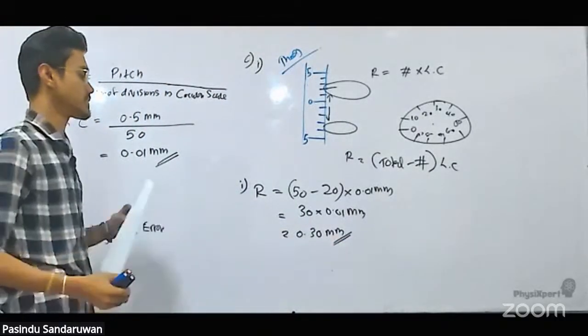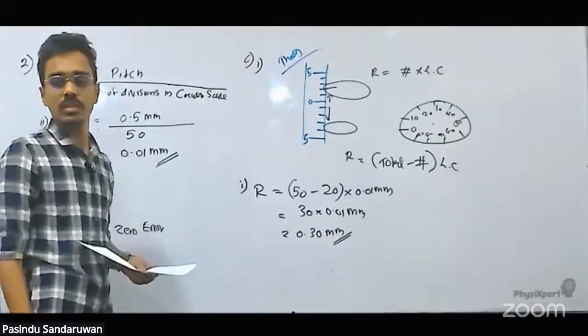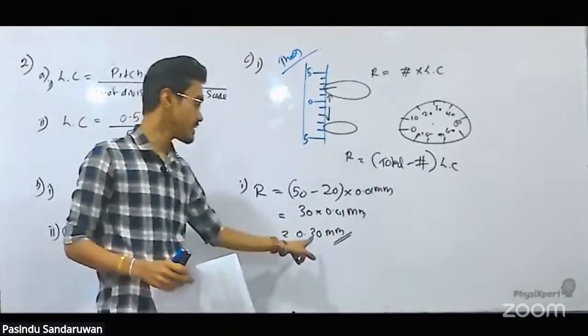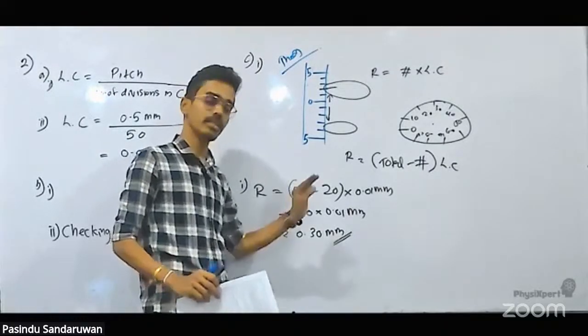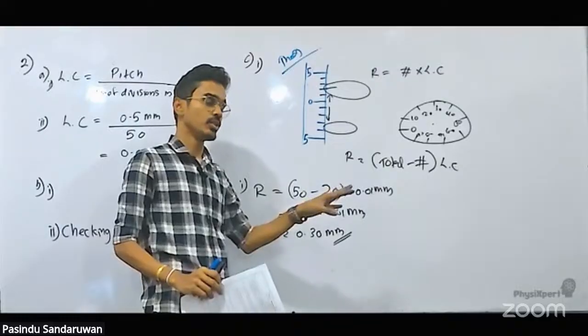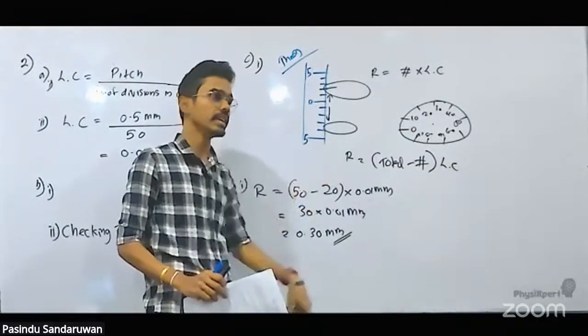0.30 millimeters. Right? So writing this 0 is mandatory. Now, even though that is 0.30, you can't write this reading as 0.3. What's the reason?